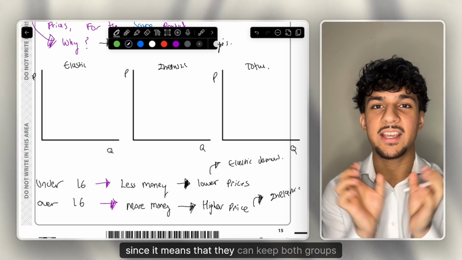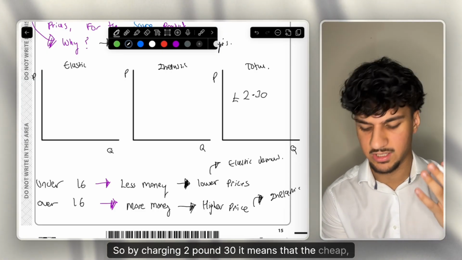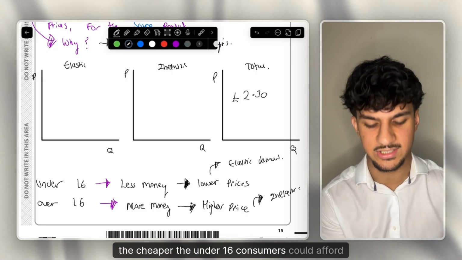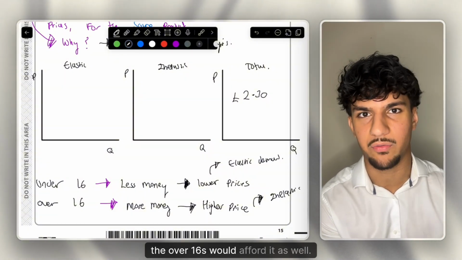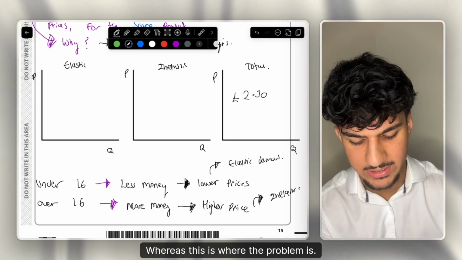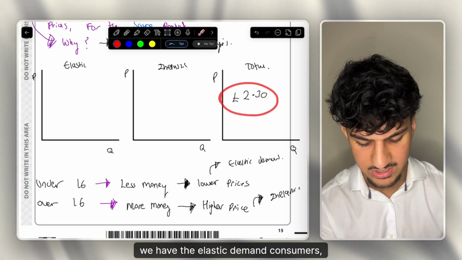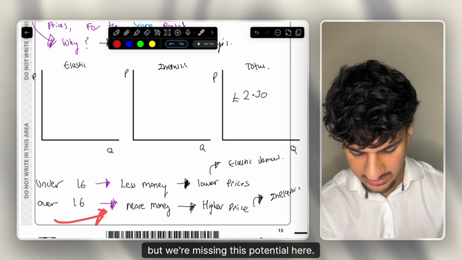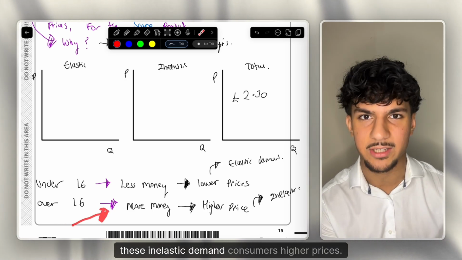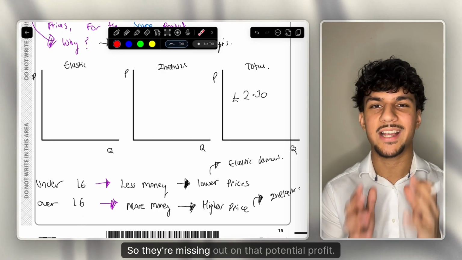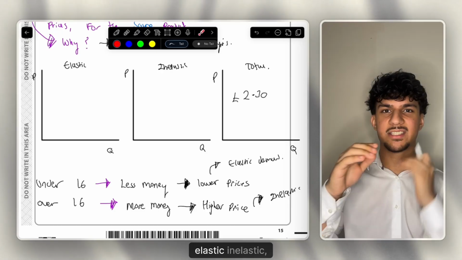And why does this help firms make more profits? Since it means they can keep both groups of consumers happy. By charging £2.30, the under 16 consumers could afford it, and of course the inelastic demand consumers, the over 16s, would afford it as well. But this is where the problem is. By charging £2.30, yes, we have the elastic demand consumers, but we're missing this potential here. The train firms know they can charge these inelastic demand consumers higher prices.